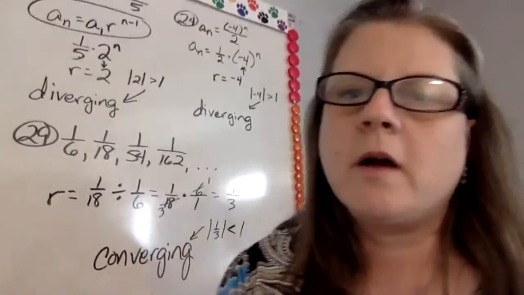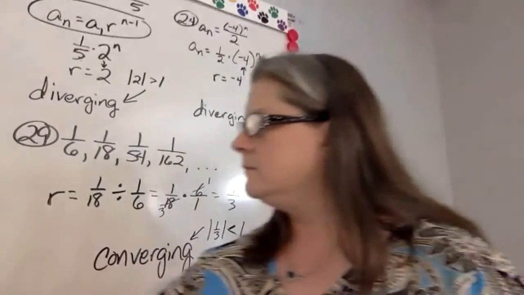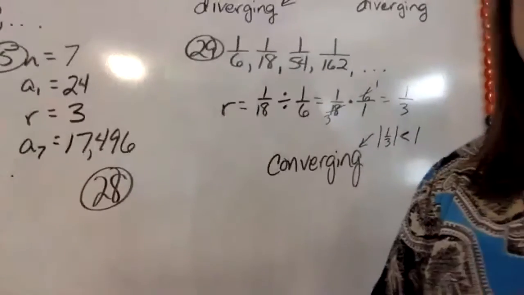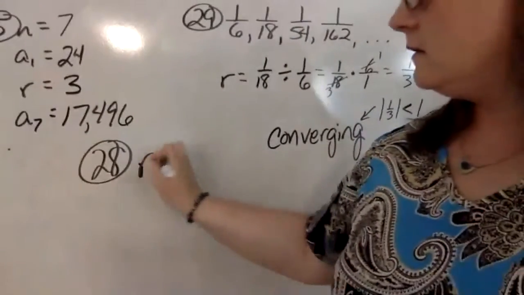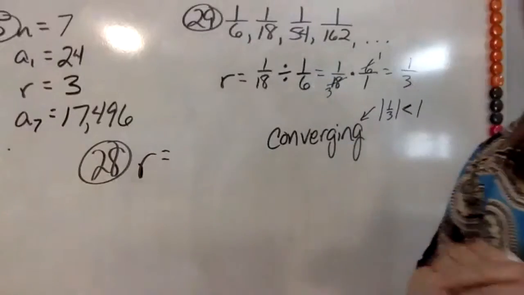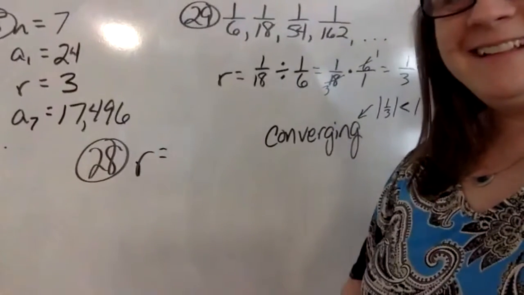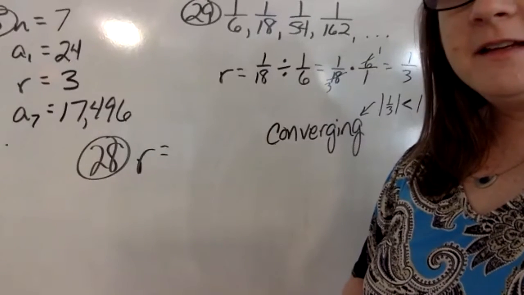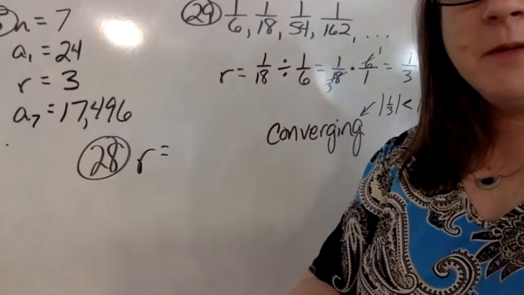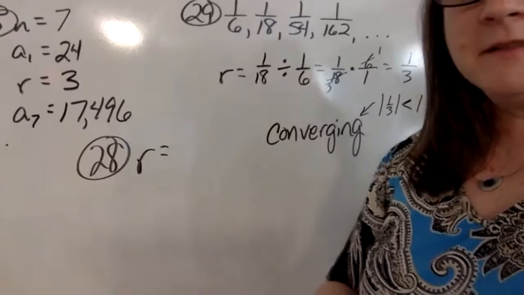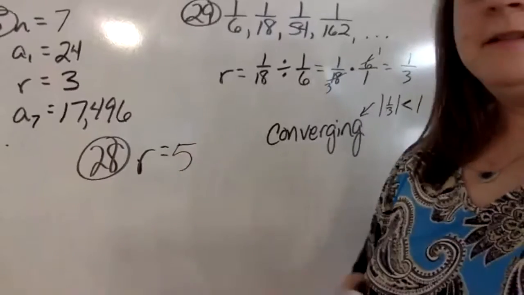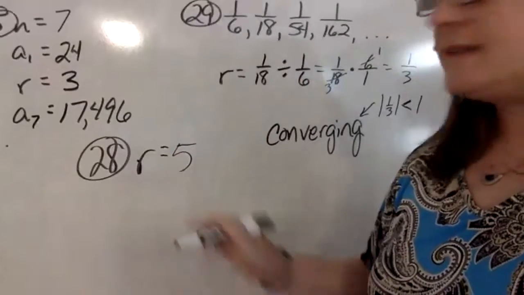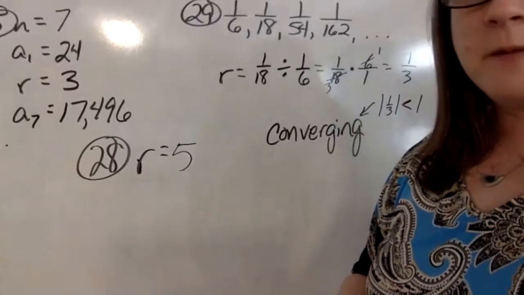Okay, did anybody figure out what R was on number 28? Yeah, I did. Well, good. Anybody else figure out what R was on number 28? Nope. What's the R? Is it 5? Yes. Because you had 25 divided by 5, so that's 5. Times 5 is 25. Times 5 is 125.